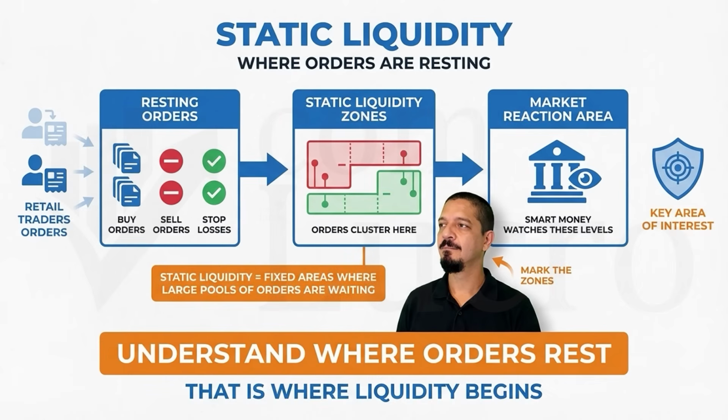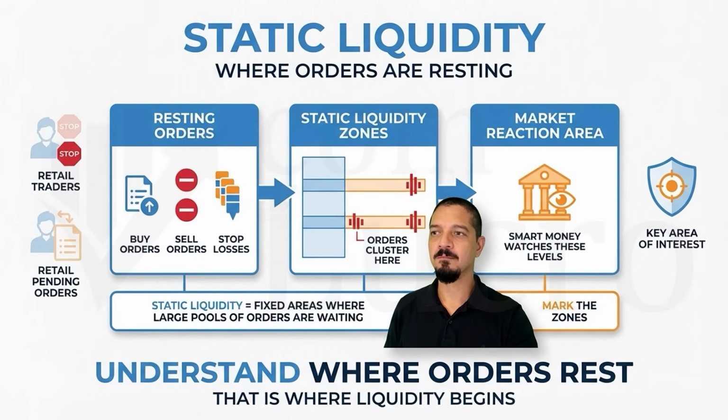Static liquidity refers to specific zones in the market where a large pool of orders is resting, such as stop losses, buy stops, and sell stops. When a trader gets stopped out of a position, the market absorbs the orders associated with that stop loss. Recognizing a liquidity sweep before price reaches our point of interest is therefore very important.